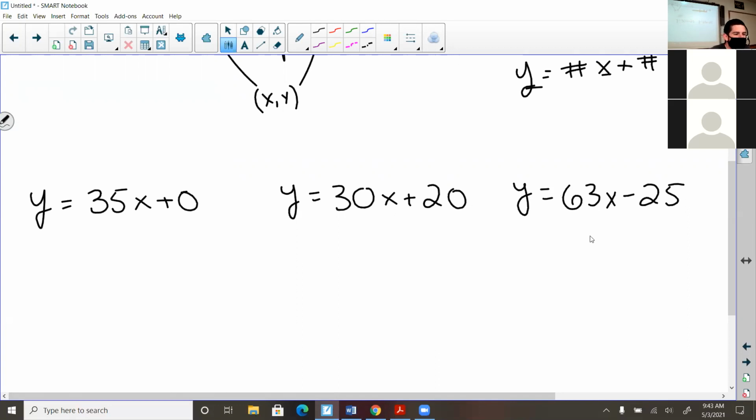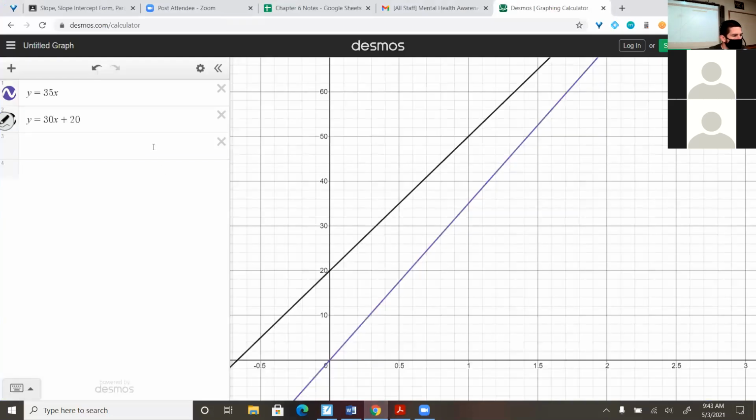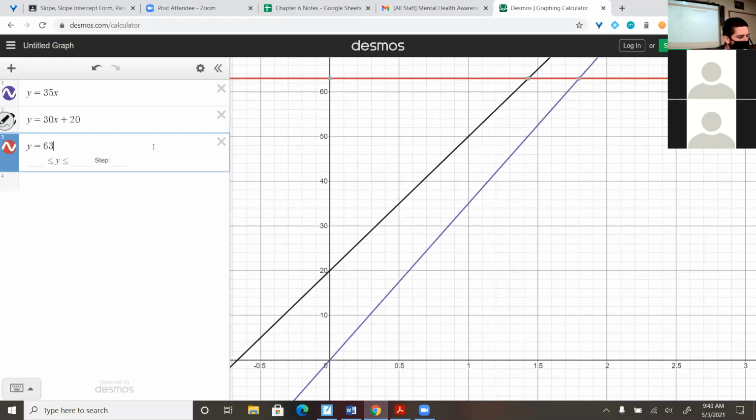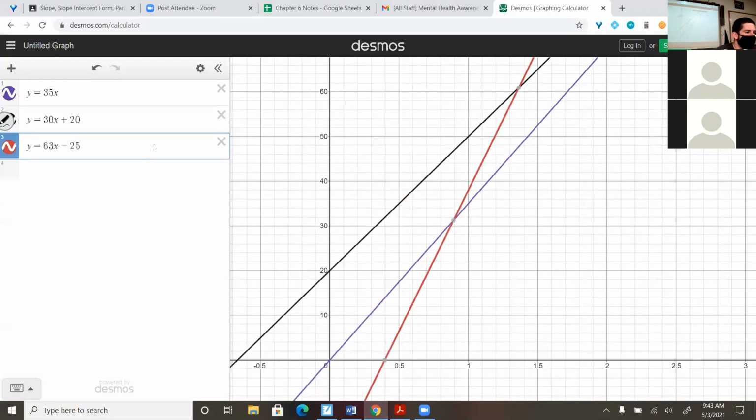All right, so with this one, I have a slope of 63, and the -25 means that I am starting 25 miles behind wherever this one started. And this one started 25 miles behind, and this 30x plus 20 started 20 miles ahead of this one. But obviously it's going really fast, so it's going to catch up. So I'll do y equals 63x minus 25.